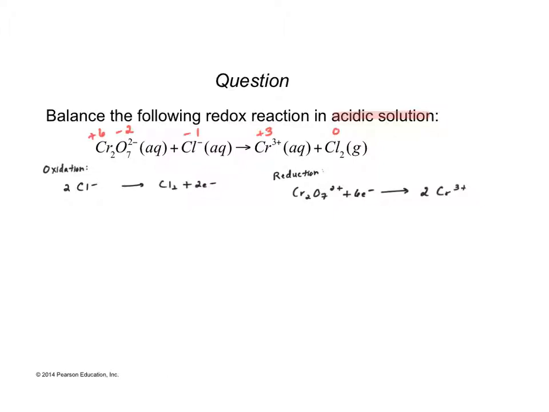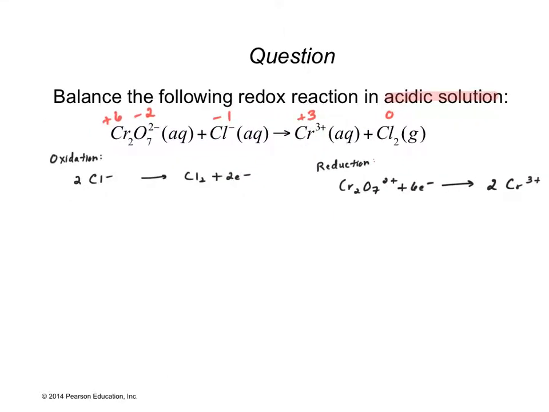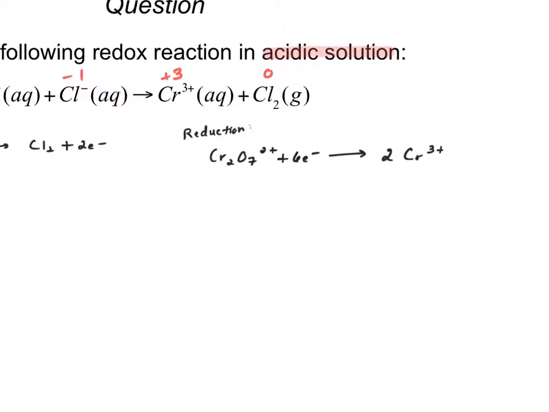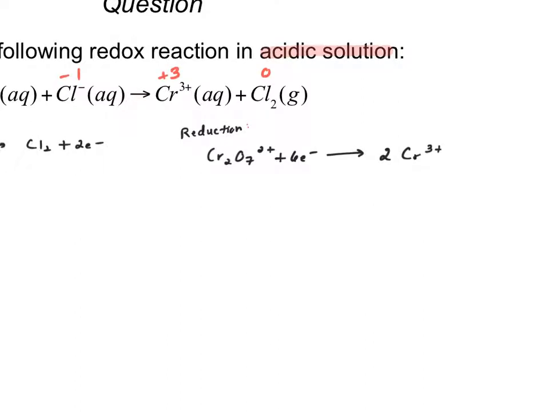Now we have to balance with respect to mass. For the oxidation half reaction, do we need to balance anything? We have 2 chlorines, so everything's good there. Now for the reduction half reaction, what do we have to be concerned about? We've got 2 Crs, that's fine. What about oxygens though? So we have 7 oxygens as a reactant. We need to add 7 as a product. How am I going to do that?